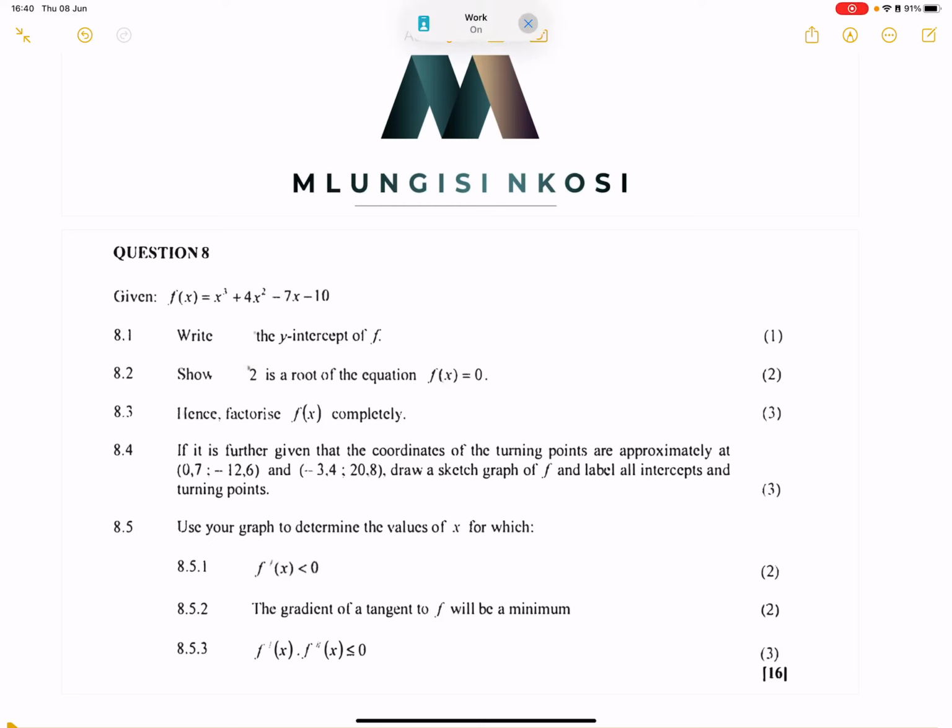Good day once again, everyone, and we are back together just looking at calculus. Of course, you guys have been going on and on, just asking me to revise this section.